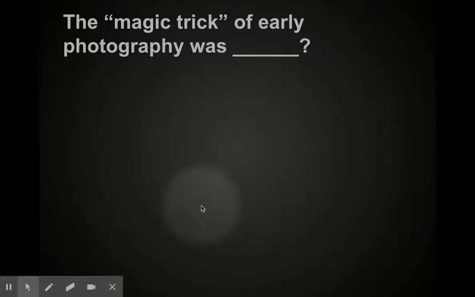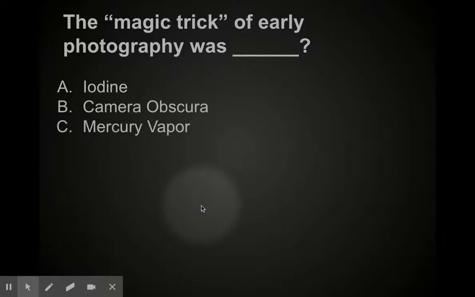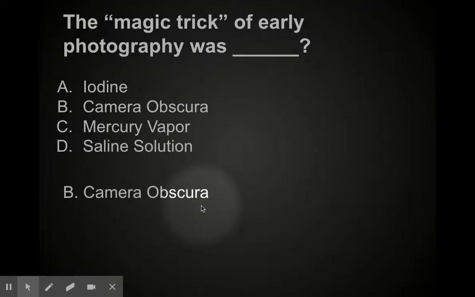The magic trick of early photography was, what was that really important part that all the early cameras had? A, iodine, B, camera obscura, C, mercury vapor, or D, a saline solution. What do you think? Yes, the camera obscura was really the magic trick. That was the basic way that these photographs were taken.